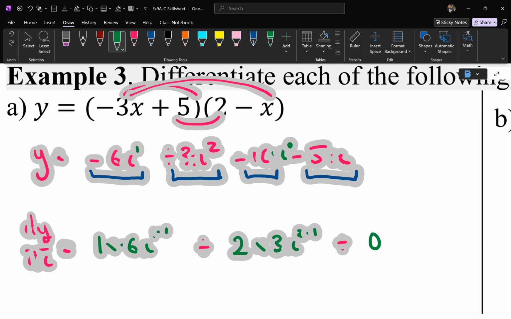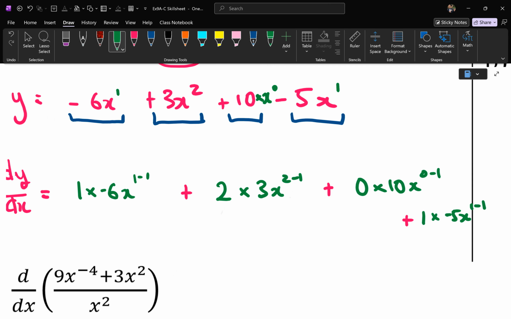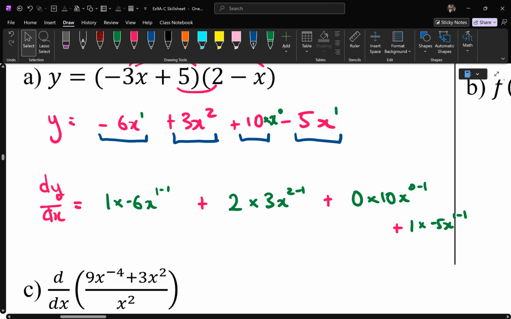Power 0 times coefficient, minus the power by 1. And then lastly, that's power 1 as well. Don't forget the minus. Students tend to make a mistake with a minus, so I put a minus there for you. So it's plus. N is 1. Multiply coefficient is negative 5. 1 minus 1. So what is my answer for the derivative?